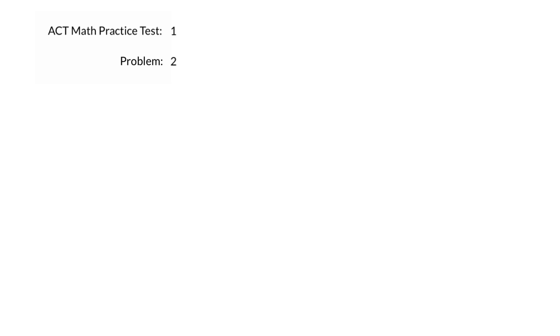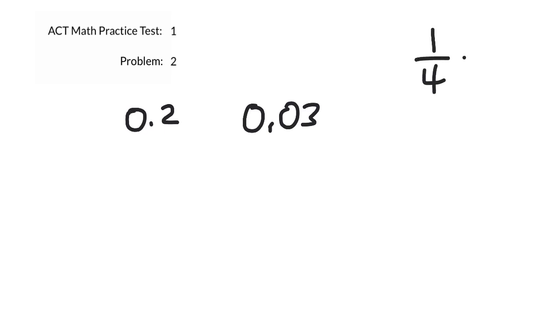With problem number two, the best idea is to make sure that all three of those numbers are in decimal form, because when numbers are in decimal form, it's a little bit easier to figure out which number is greater than the other and so on. So the fact of the matter is we already have, of course, 0.2 in decimal form. We already have 0.03 in decimal form. But then we need some insight to remember that 1/4 is really equal to 0.25.